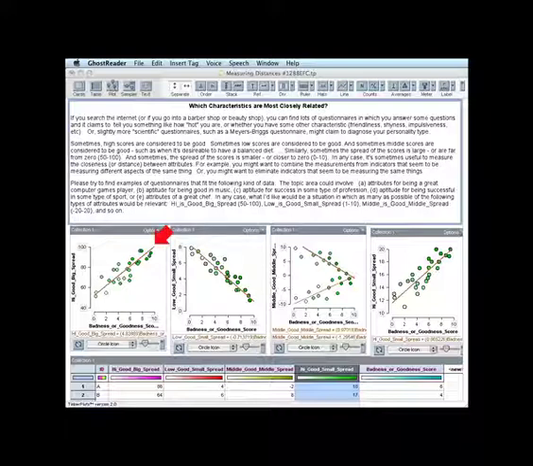Sometimes, high scores are considered to be good. Sometimes low scores are good. And sometimes middle scores are good, such as when it's desirable to have a balanced diet.